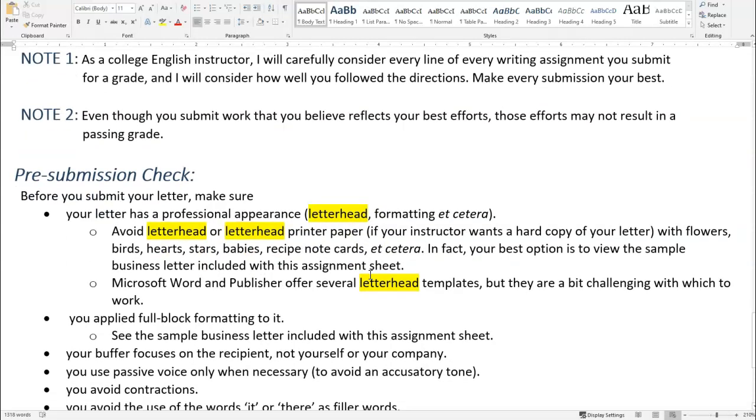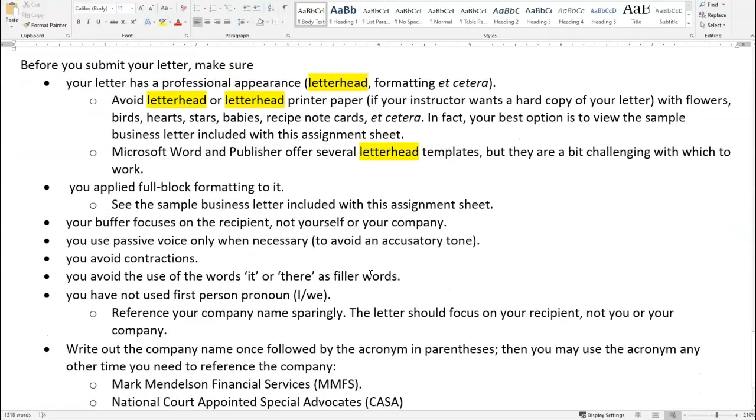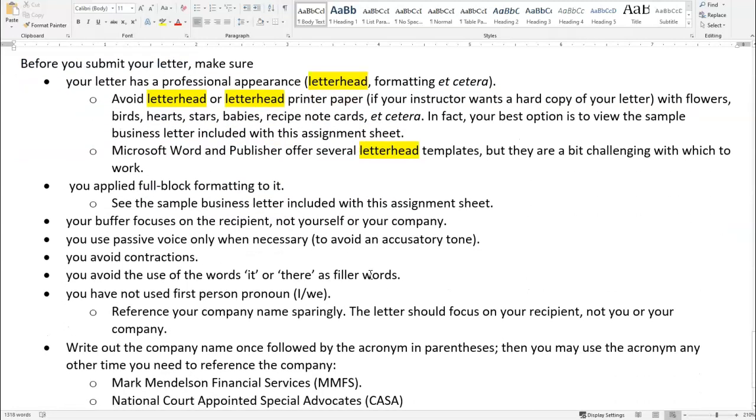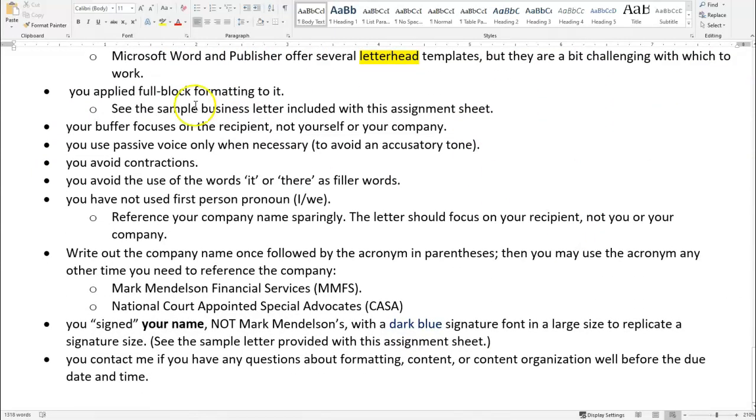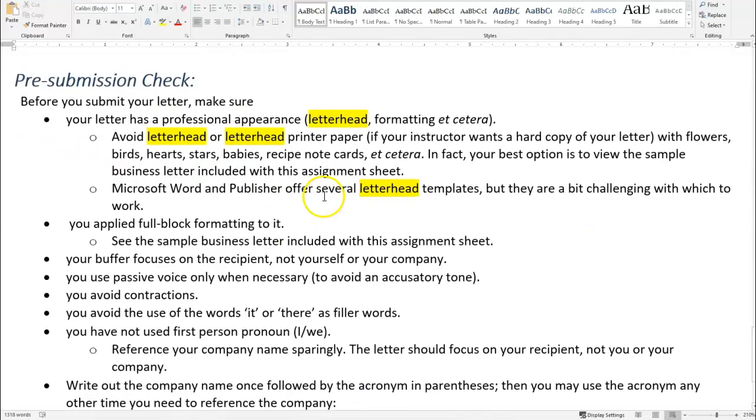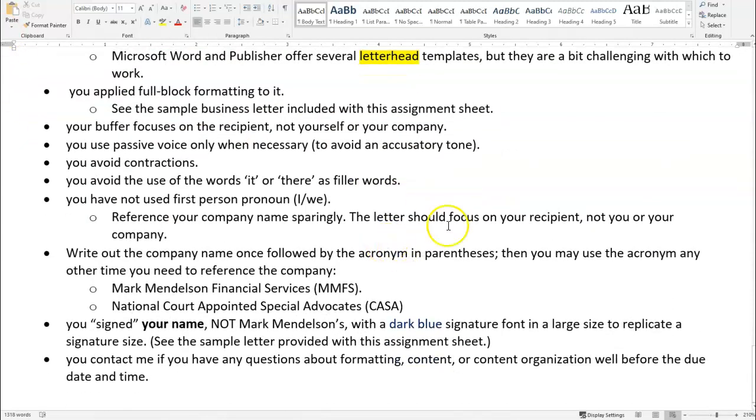Okay, so I tell you about the letterhead to avoid letterhead that has flowers and birds and hearts. Nothing like that. This is a business. It's a company. So make sure you read all this little checklist. It's a checklist for you. Read it and check it off as you check yourself.